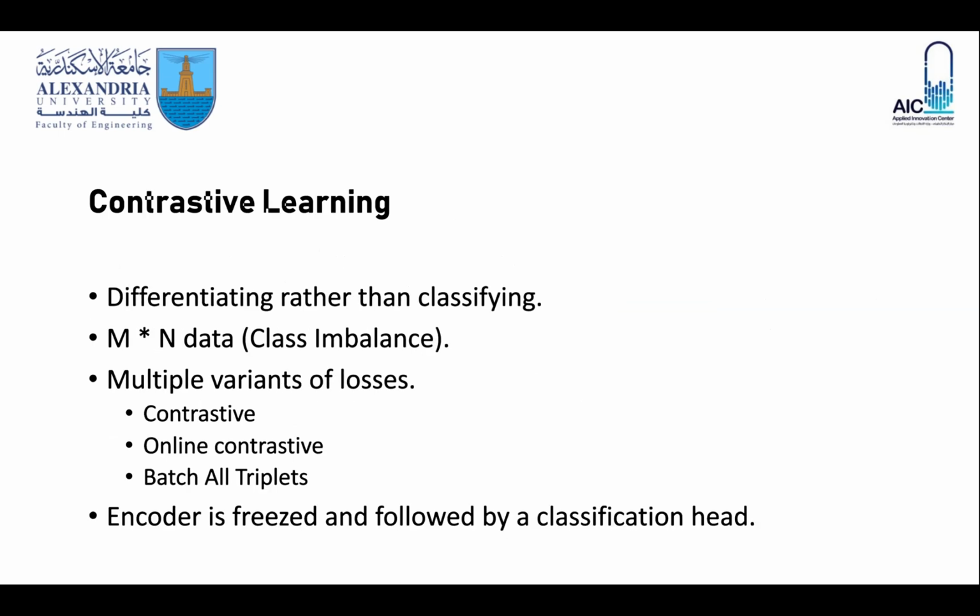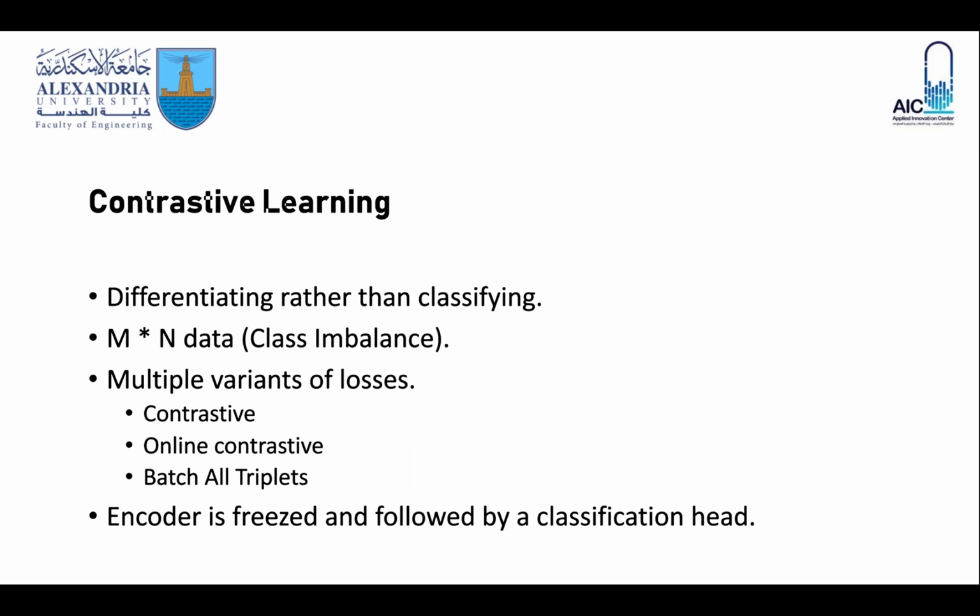For contrastive learning, the goal is very different from classification. Its goal is to differentiate between the two classes rather than saying which is which, okay? And it had a huge advantage in class imbalance, as we will discuss later. It provided m times n data, we will discuss those numbers later, and multiple variants of losses. Three types of losses: the contrastive, which calculates the loss for all the examples; the online contrastive, which only calculates the loss for the positives that are far apart and the negatives that are really close; and the batch all triplets, which is a triplet loss that calculates the loss for all valid triplets within a batch.